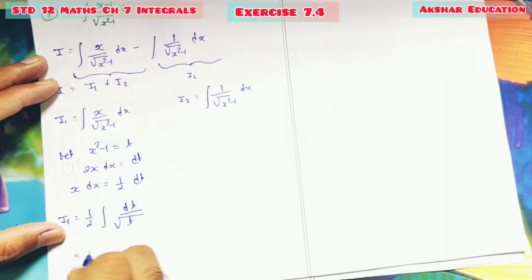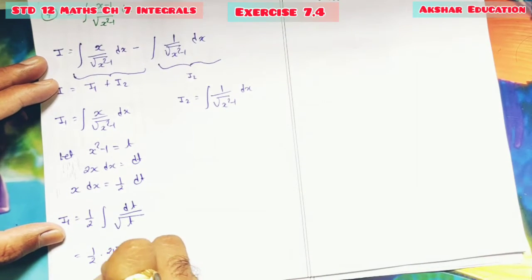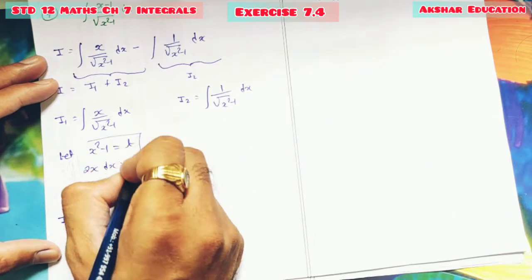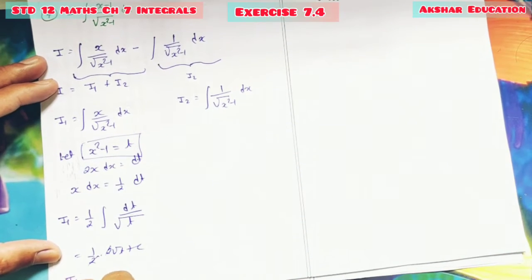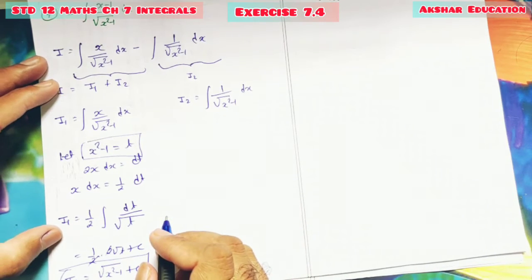So 2 root t. So 1 by 2 root 2 is 2 root t plus c. 2 cancel. Root t. t is x square minus 1. So integration I1 is square root of x square minus 1 plus c. This is I1. Now you have to find the I2.